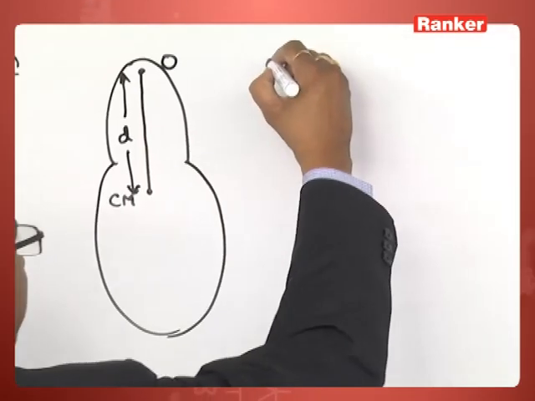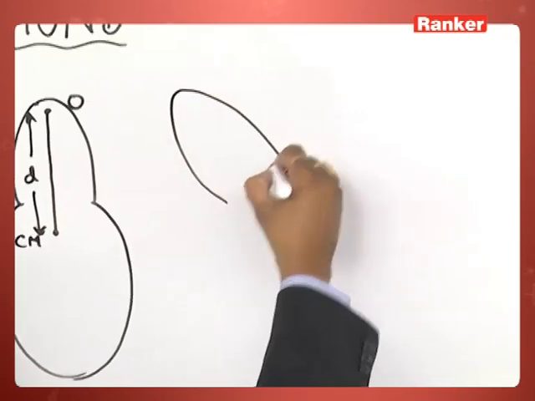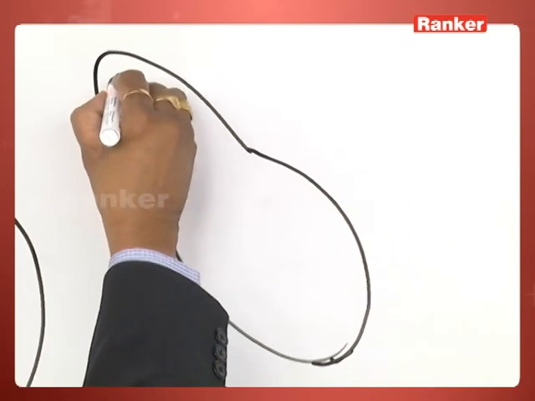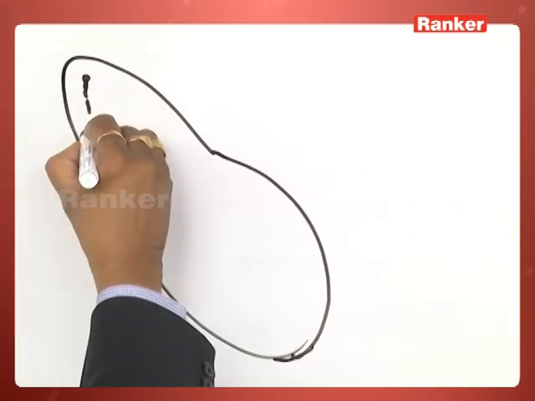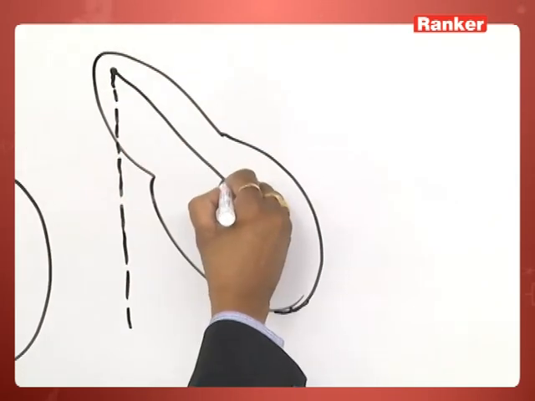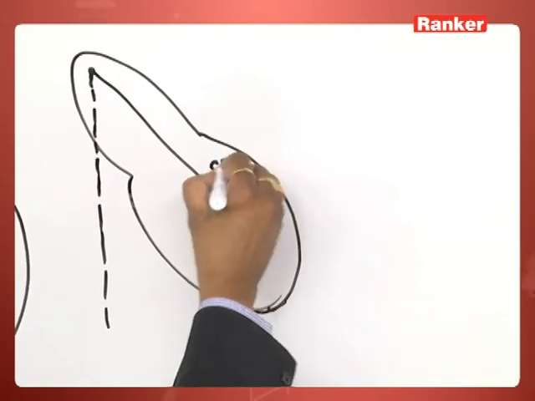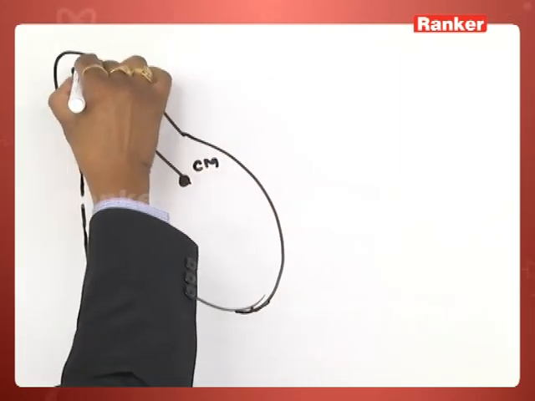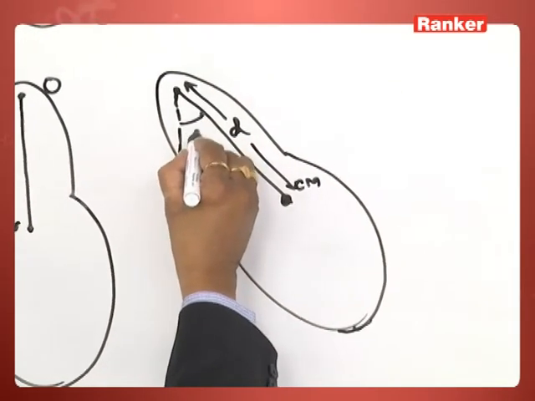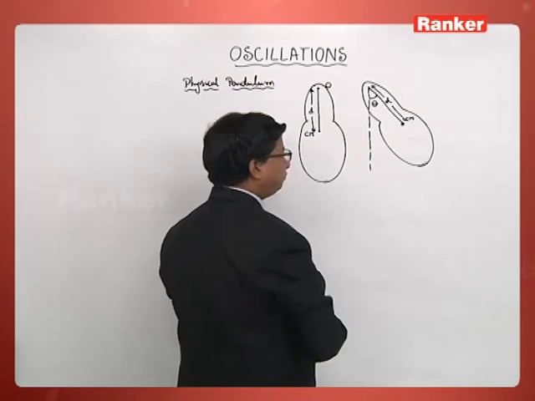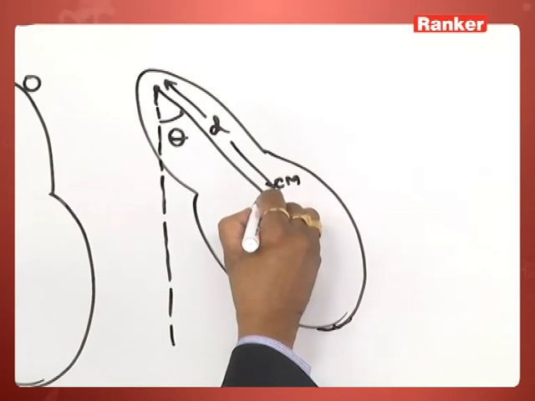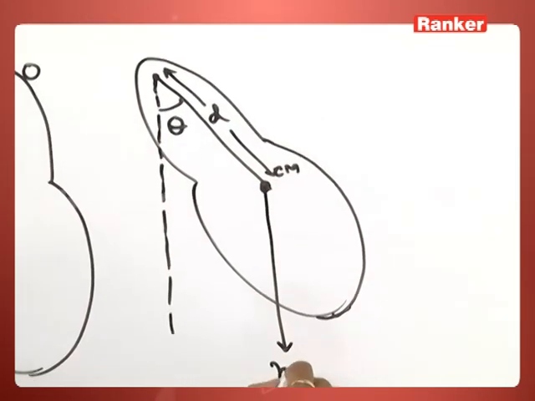Imagine for a while the same body. Now, I have just pulled it aside with respect to the vertical. This is the point called center of mass, and this is the distance we have already taken up. It has now been pulled aside by making an angle theta here. Then definitely its weight is going to act downward over here.